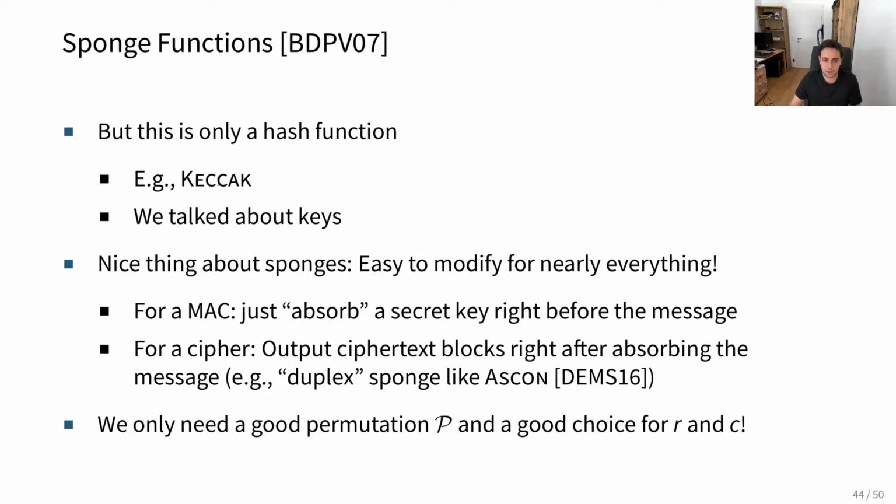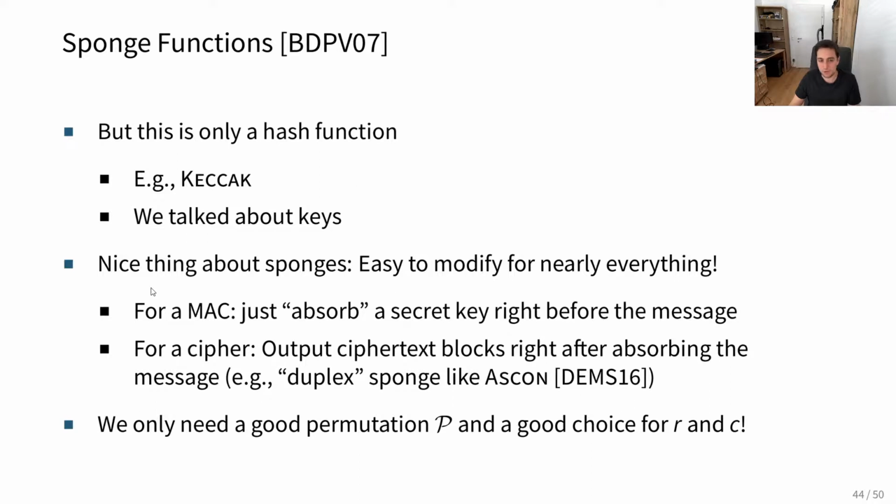And ketchup is actually not the hash function. So this is the hash, for example, ketchup. We'll come to that also later. But yeah, so we talked about keys. And the nice thing about these sponges, and this is maybe the nicest thing of all of them, is that it's very, very easy to modify for nearly everything you can think of, at least cryptographically.